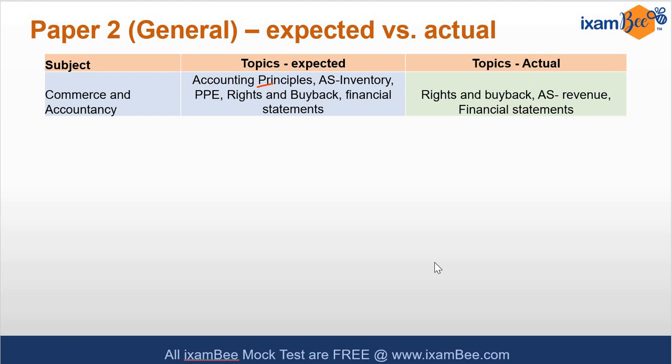But when it comes to accounting standards, inventory and revenue was one that I said was important, and we did get one question from the accounting standard of revenue. PPE we did not get any questions, but yes, we did get questions from both the rights and the buyback related aspect. And financial statements, I had mentioned both the analysis and the preparation would be important.